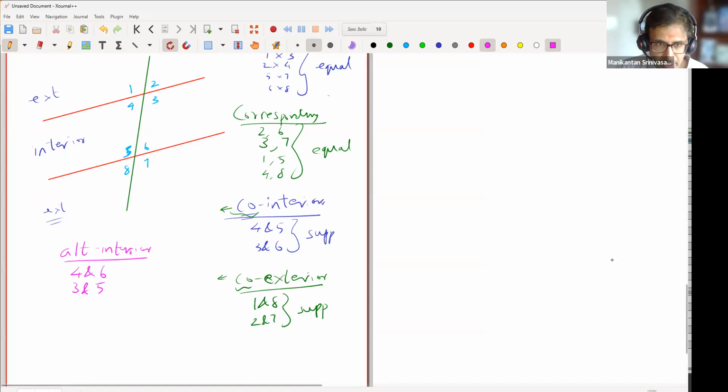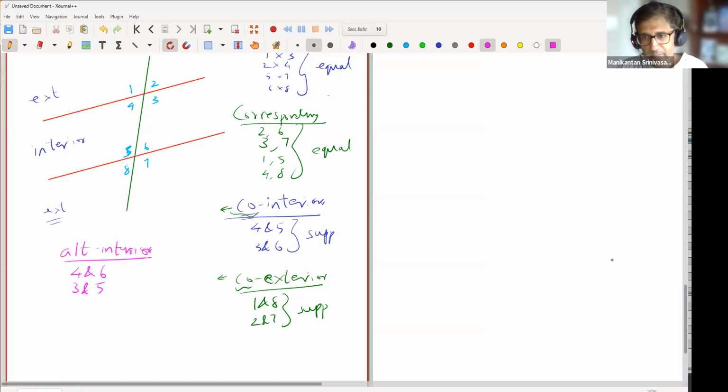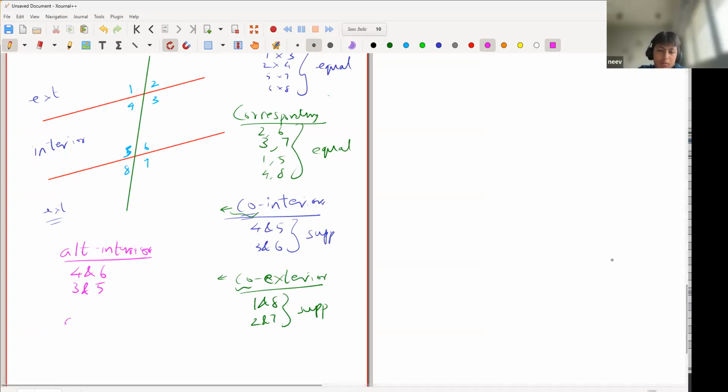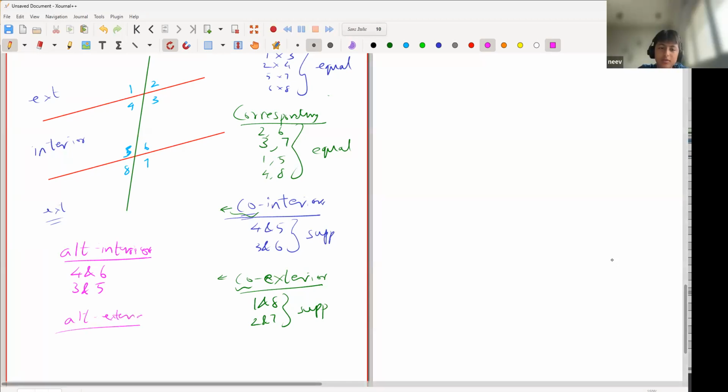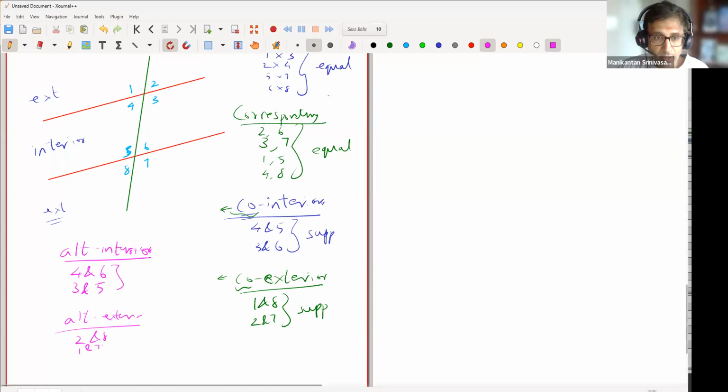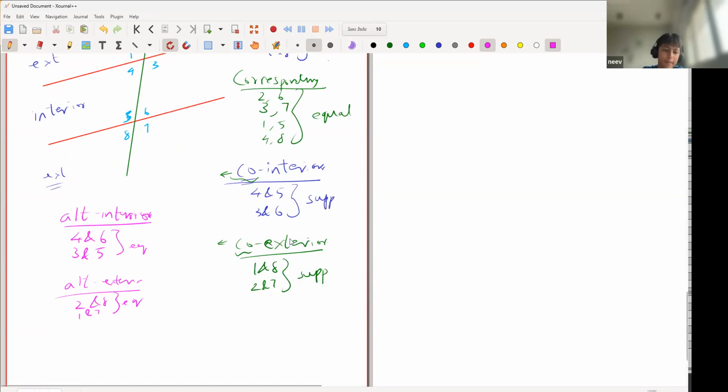If alternate interior is this one, what should the next one be? Alternate exterior. Okay, tell me which would be alternate exterior. 2 and 8 and 1 and 7. Again, they are supplementary, right? They are equal, right? They're equal. Yeah.